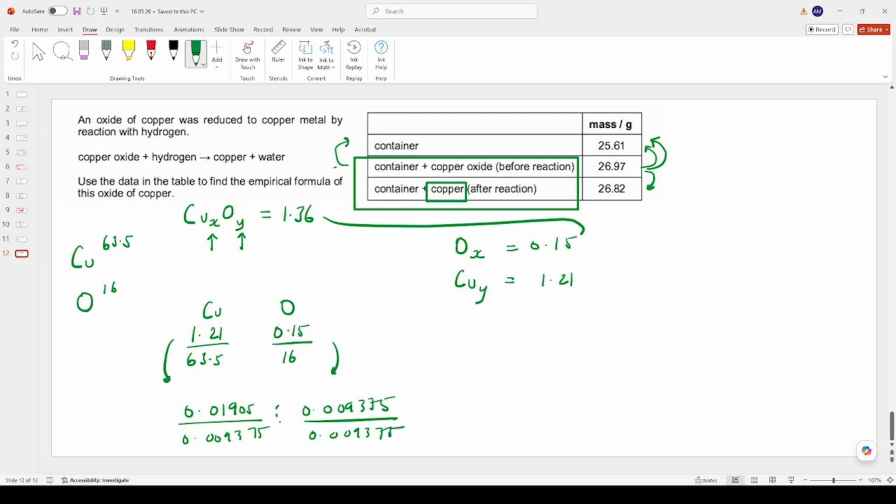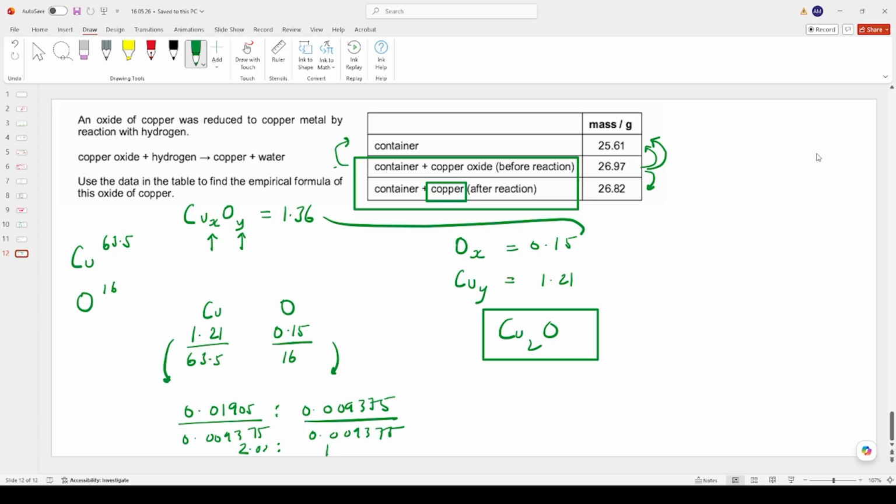0.1905 divided by 0.009375. Yo, I got 2. That's what I'm talking about. 2, that's what we need. I got 2.0 something. And this one is 1. Cu2O1. Guys, did we see that? Did we witness it? Cu2 and then O with a 1 after. Yes, exactly.